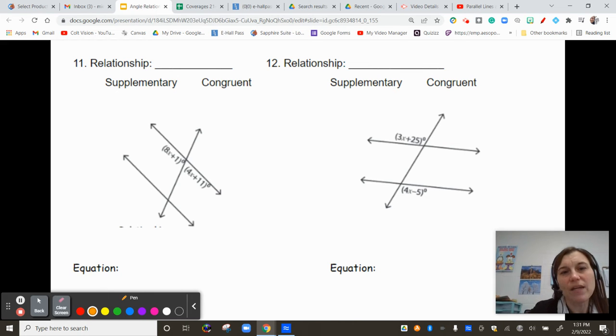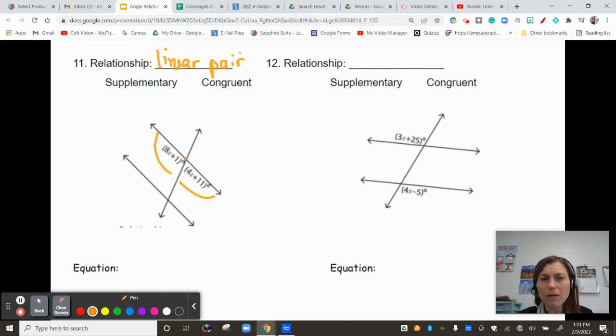In this first picture, I look at the angles here, and I notice that when I put them together, the two angles would make a line, or a straight angle. That makes them a linear pair. By definition, a linear pair means they're supplementary, but I should also be able to tell that they don't look equal. The two angles don't look like they're the same size, so I know they're not congruent.